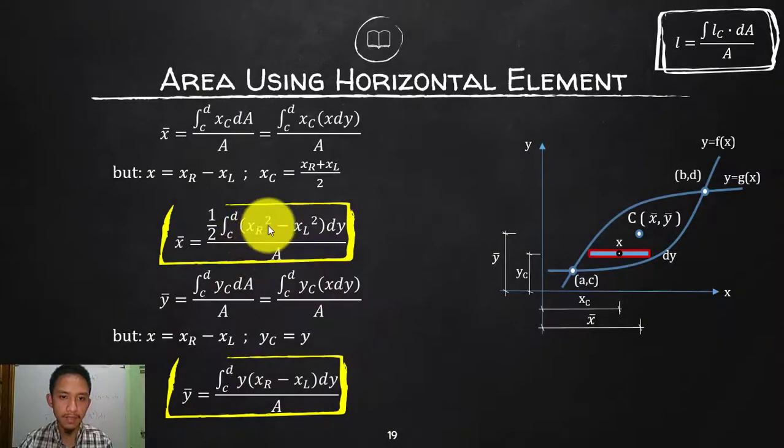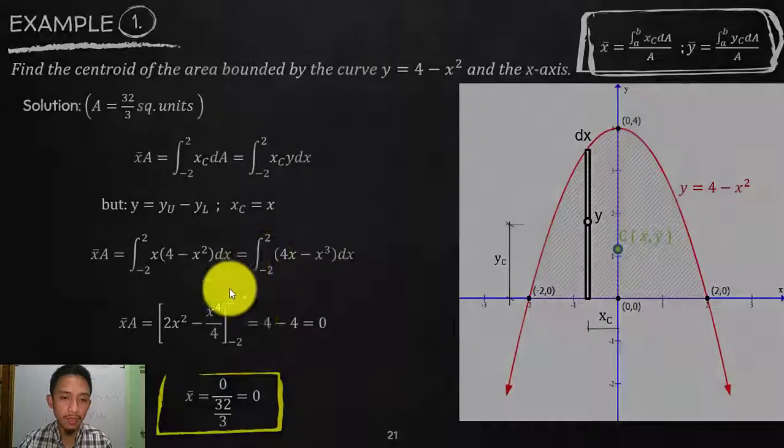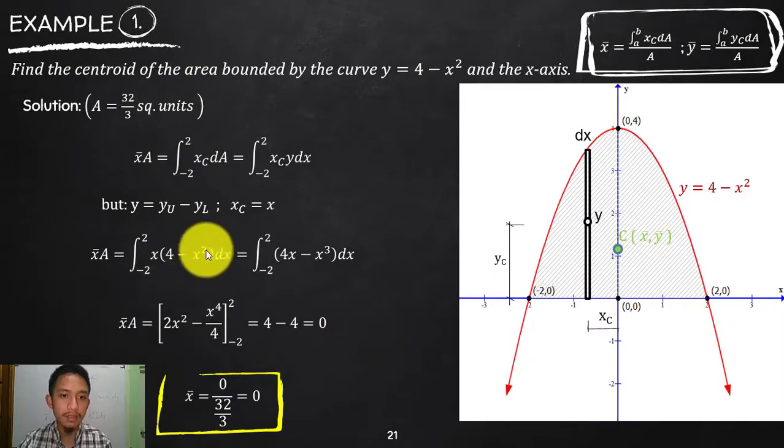If you multiply the sum and the difference of these two identical binomials, that will end up as xr squared minus xl squared. A while ago, we multiplied this in the first example, the sum and the difference. However, again, your y sub l is 0. That's why we have a simple integration here.